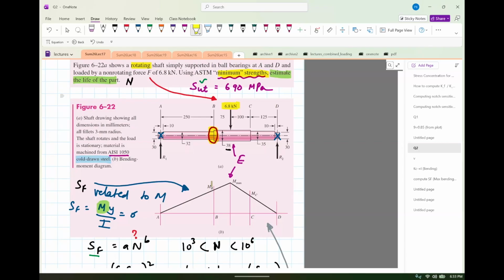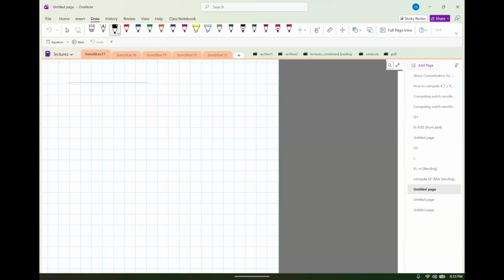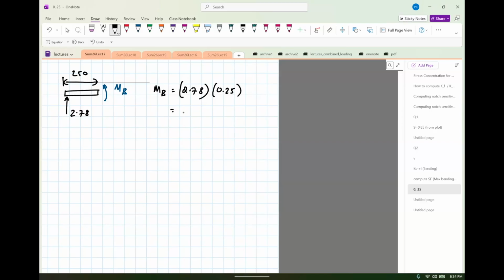First, we need to find the moment at B. We want the moment at a distance of 250 millimeters from A. Here we would have MB, with a force of 2.78 kilonewtons. So MB is going to be 2.78 kilonewtons times 250, and I convert 250 to meters, so 0.25. That comes out to be 695 newton meters.